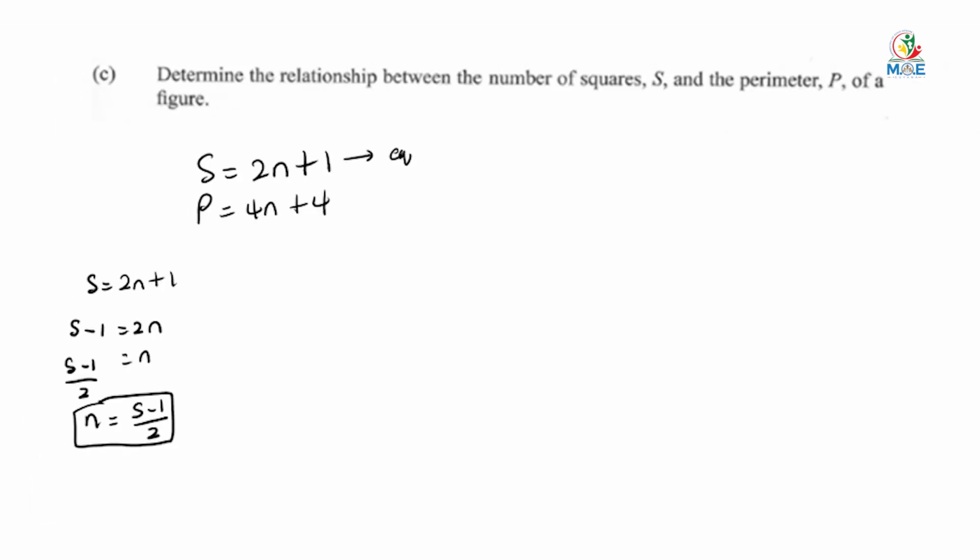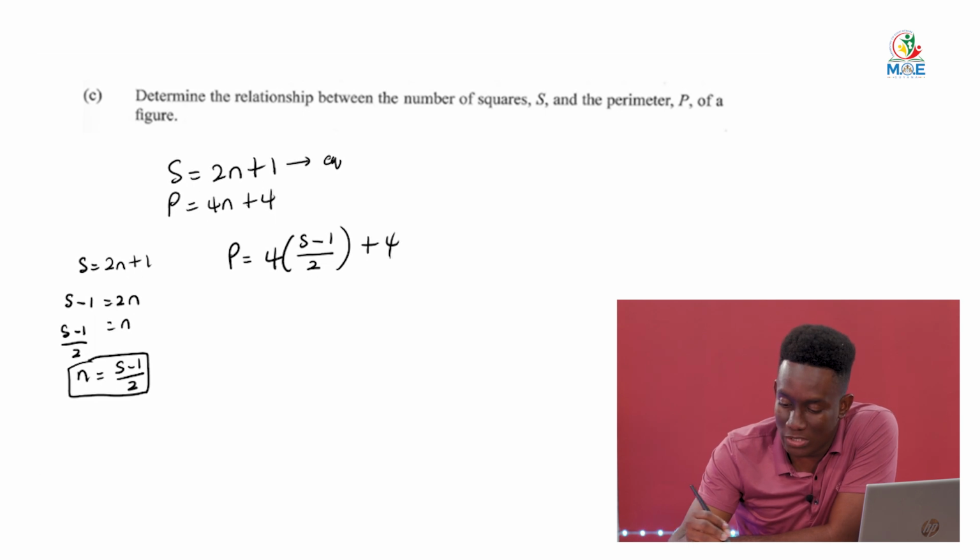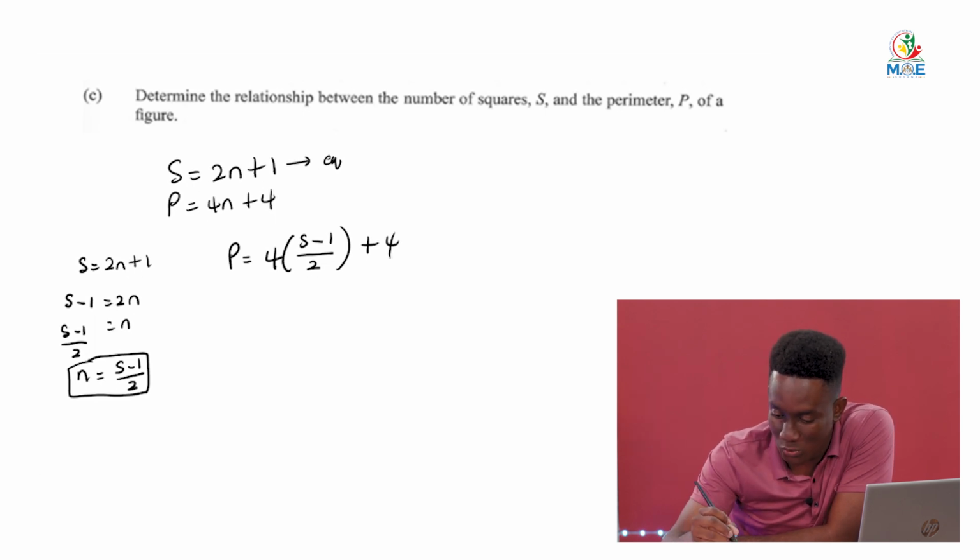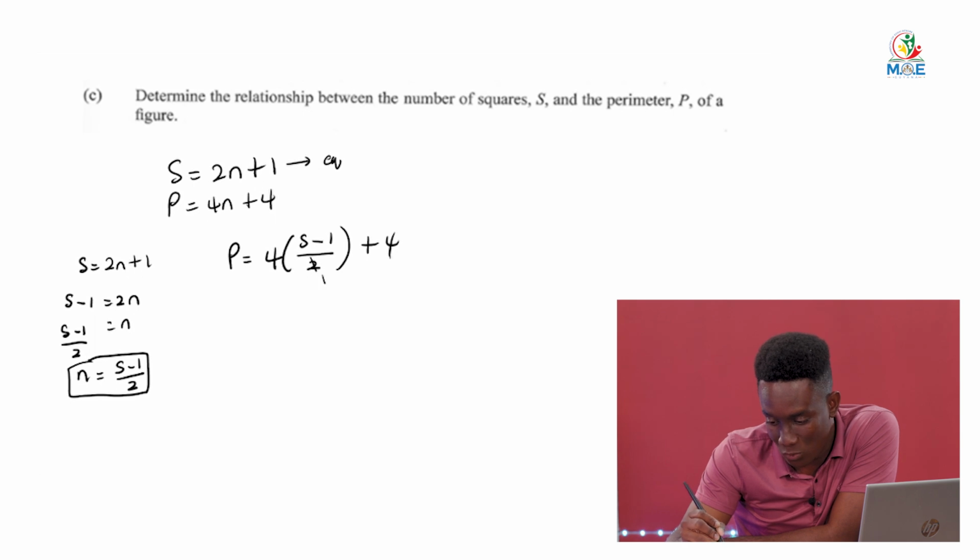So we're now taking this and putting it into this equation. That will give us the relationship. So we'll have P is equal to 4 multiplied by n. Now instead of n, we'll have S minus 1 all divided by 2, plus 4. We see this 4 is multiplying here and this 2 is dividing, so the 2 and 4 can simply cancel out. 4 divided by 2 is 2.